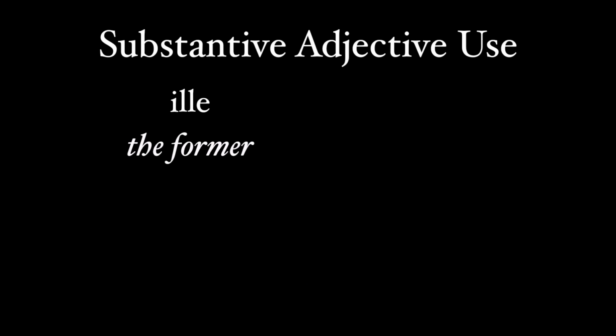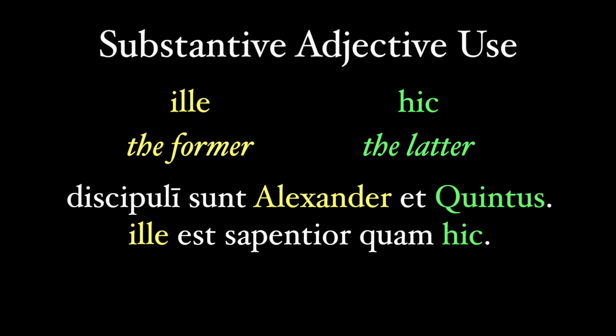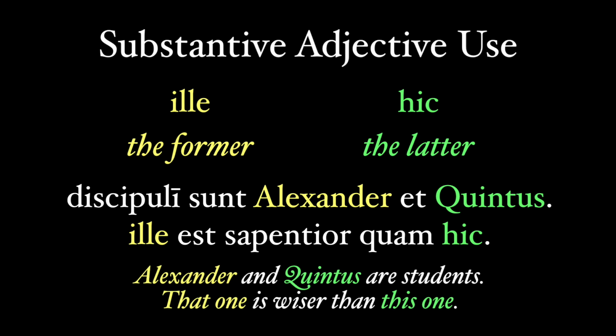Ille can also be used to show what is farther away in the actual sentence, often paired with a form of hic, which means this, to show what's nearer. So something like, discipuli sunt Alexander et Quintus. Ille est sapientior quam hic. Alexander and Quintus are students. That one, referring to the former, Alexander, the one that is farther away in the sentence, is wiser than this one, referring to the latter, Quintus, the one that is closer in the sentence.